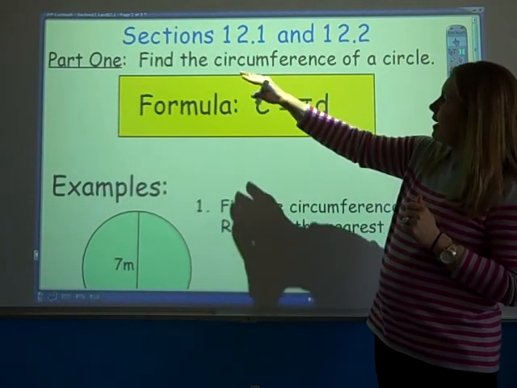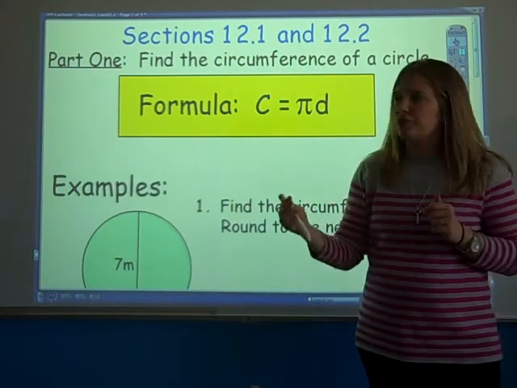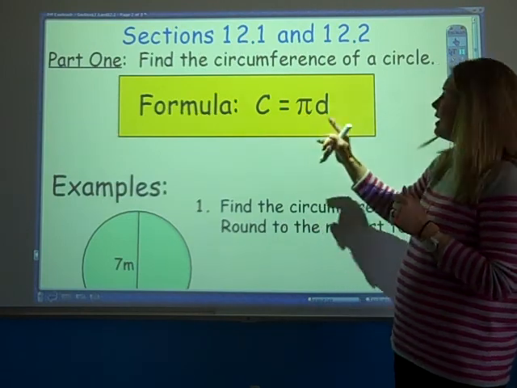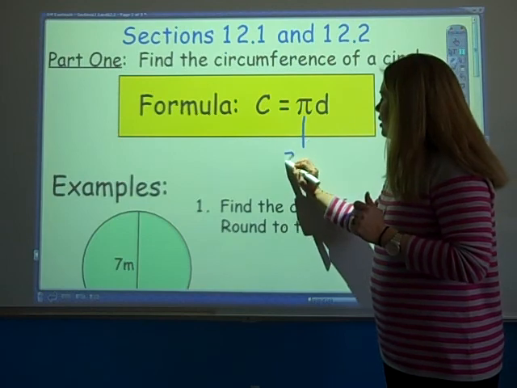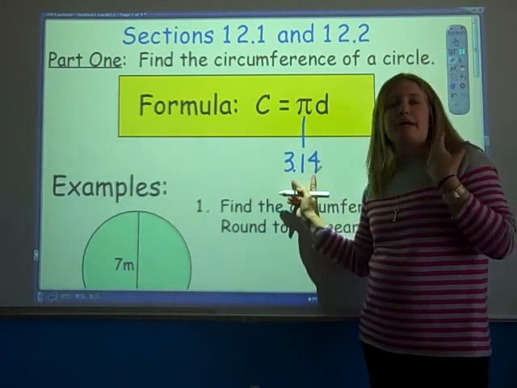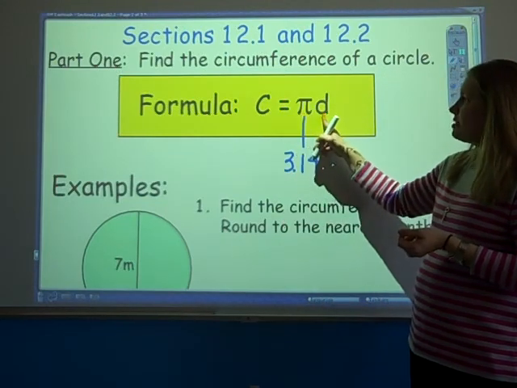Part 1. Find the circumference of a circle. To find the circumference of a circle, this is the formula. Circumference equals pi, and pi is just a number. The number that we're going to use for pi is 3.14. This is an abbreviation of pi. Pi actually goes on forever, but we will use that number for pi times the diameter.